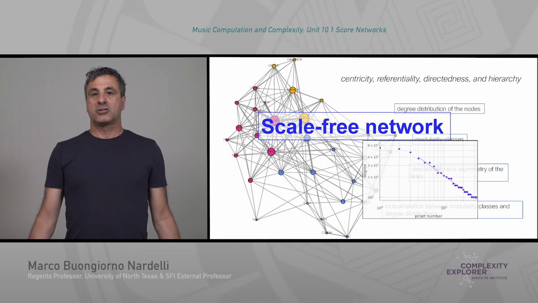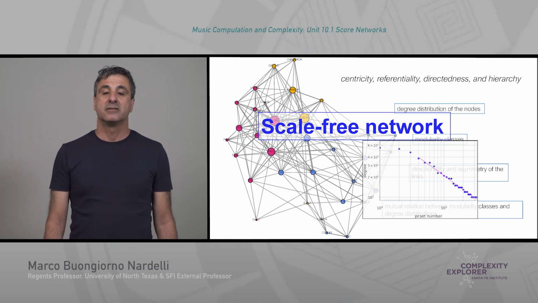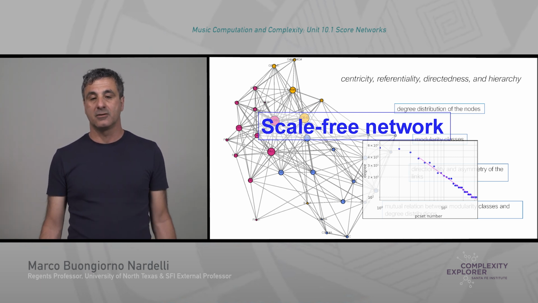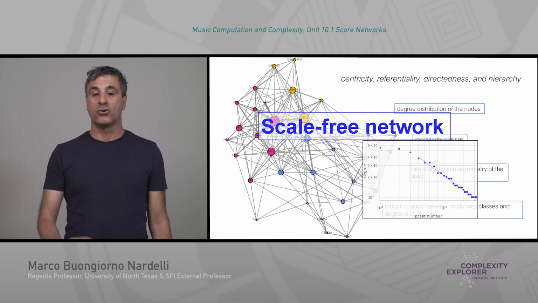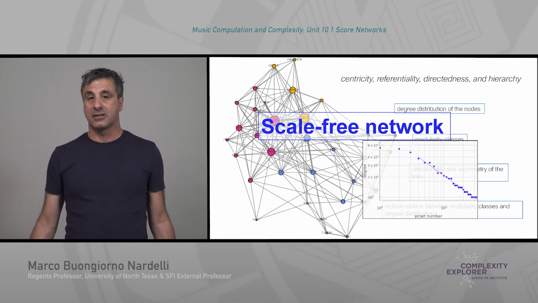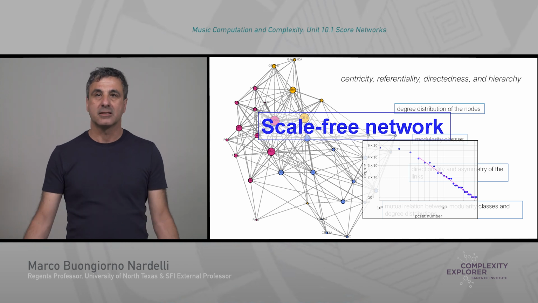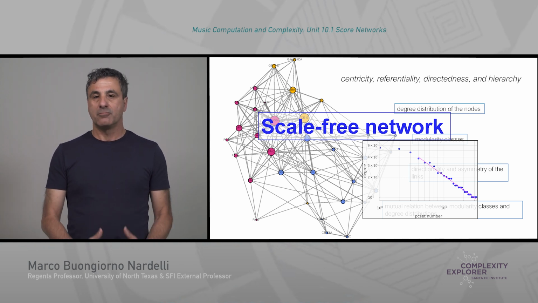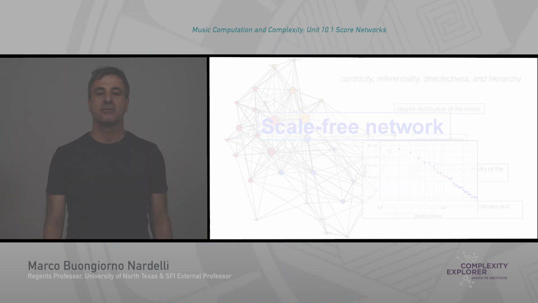This kind of structure actually has a name. These are what we call scale-free networks, which are characterized by a distribution of the degrees of the nodes that follows a power law. It's very common in many different real-world networks, and it's been studied extensively in the past 20 years, I would say. There is a body of work that we can actually use in order to interpret and study the structure of these networks, also in the musical context.